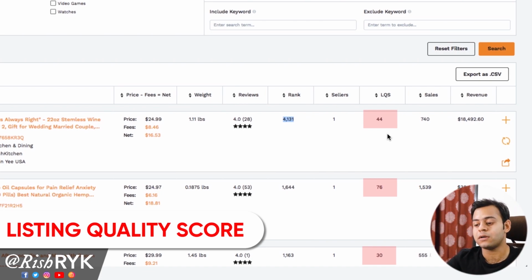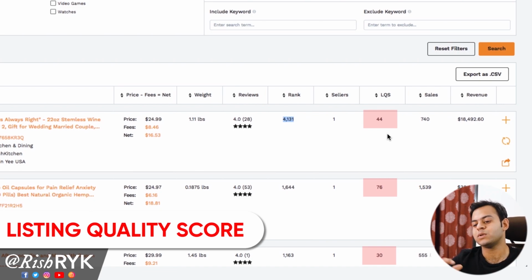The criteria for calculating this listing score, as they have shared across their videos, is the listing images, the title of the product, the bullet points, the description, to some extent the pricing as well, based on similar products, and how well you have written your keywords, or how keyword rich your listing is. It'll all depend on that. So the higher it is, the better it is. The lower it is, the worse it is.